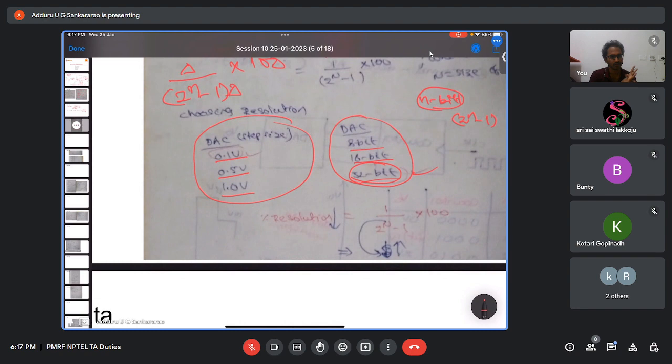Okay, so these kinds of things you have already seen in encoders and decoders. The corresponding decimal equivalent of the digital signal times the step size is nothing but the DAC output. Okay, step size, that voltage.